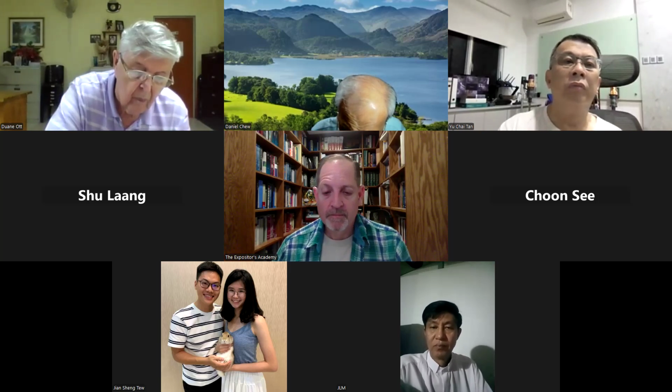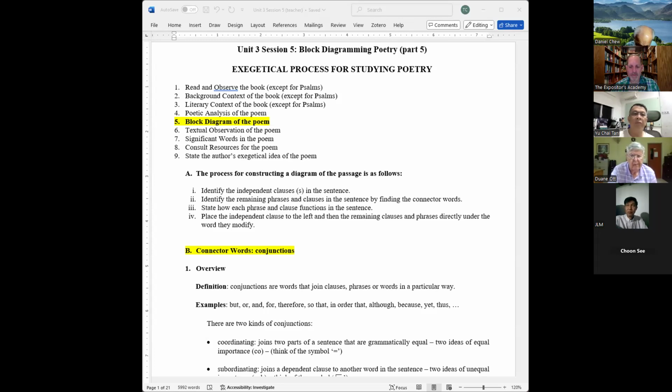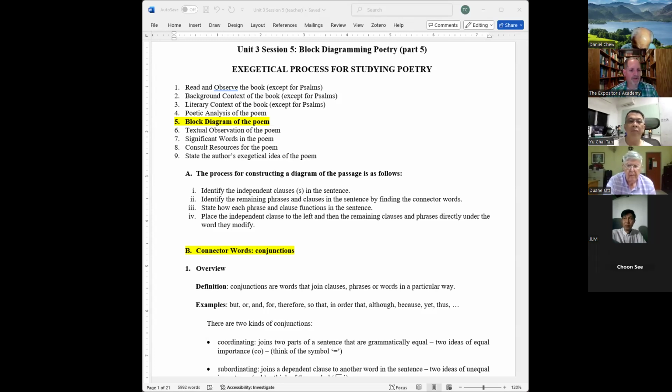That's our goal ultimately. And so with that, we did start a few sessions ago. We reviewed Psalm 117 and some of the overview types of discussions regarding diagrams. So I want to get more into the details. We reviewed this process in the last couple of sessions for constructing a diagram, which was to first identify the independent clauses in the sentence, really the first independent clause, and then from that, identify the remaining phrases and clauses in the sentence.